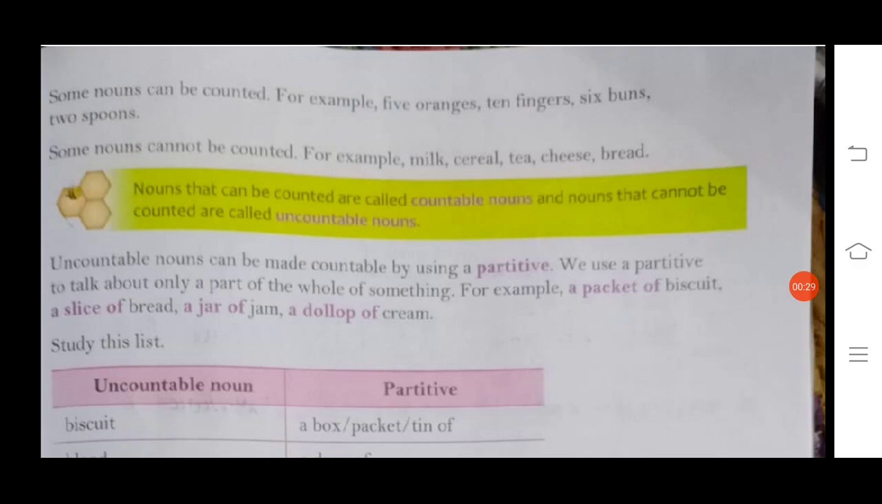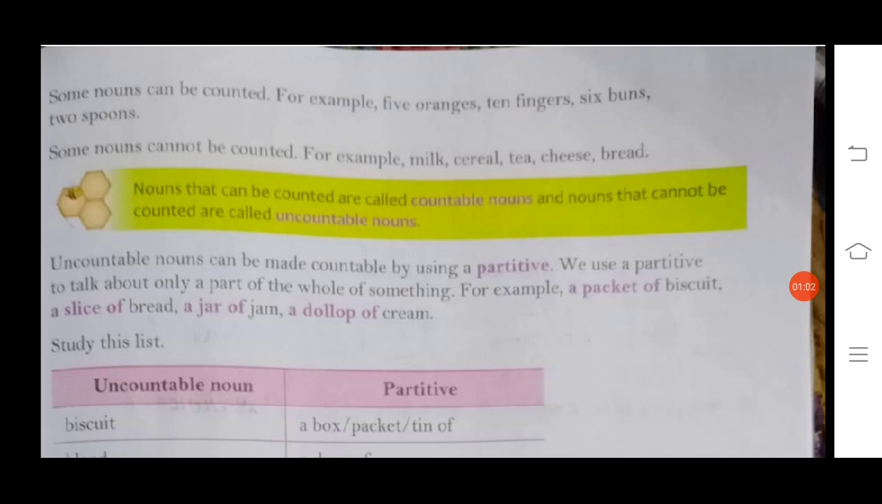Some nouns can be counted. In the last video, I told you about the singular nouns and the plural nouns, and we have done the exercises based on that. In this video I'll talk about countable nouns and uncountable nouns. Some nouns can be counted, meaning कुछ nouns हम लोग count कर सकते हैं, like for example 5 oranges. Yes, we can count the oranges. 10 fingers, 6 buns, 2 spoons.